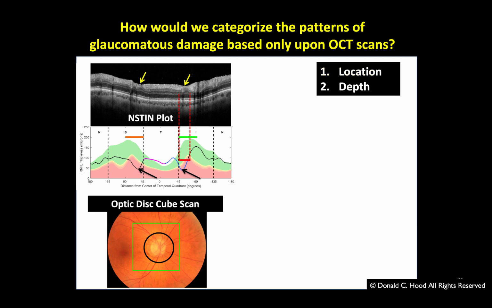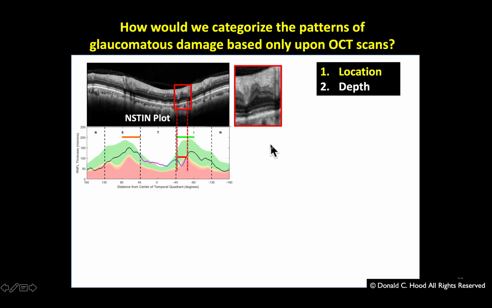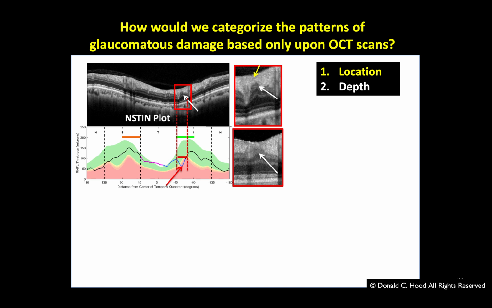You would probably categorize the severity based on depth, let's say. So if we blow that up, you can see this is pretty deep. There's not much retinal nerve fiber layer remaining here. Here's another eye with damage exactly in the same place. Very, very common place. Damage exactly in the same place, but now in this particular eye, it's less severe because it's not as deep. There, compared to that. More affected, less affected.